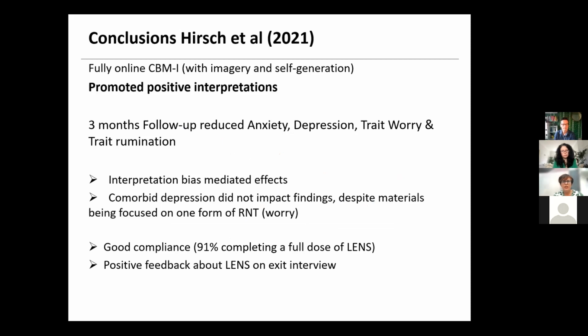So it seems that a fully online training with this enhanced imagery and self-generation is feasible to deliver, which not all CBM programs actually seem to work when done at home, and that they promote positive interpretations. And at the 3 months follow-up, which is the longest we've tried to test so far, we find really clear findings of reductions in repetitive negative thinking and aversive mood. And what we found was that this interpretation bias change mediated the effects. And interestingly, importantly, comorbid depression didn't impact on the findings. So despite being focused on worry-related interpretations, people showed effects that were exactly the same, whether they had depression or not.